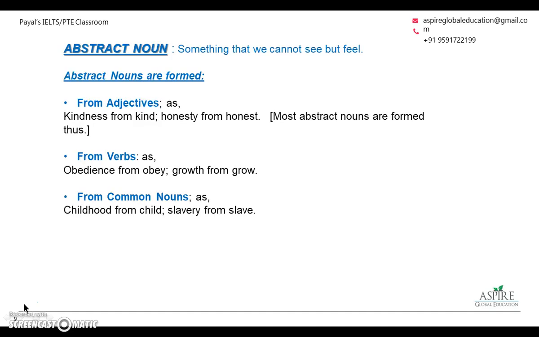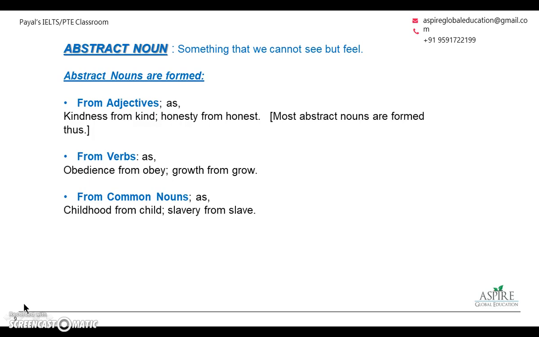The last type of noun that we're going to discuss is the abstract noun. This is something that we cannot see, but we can feel. For example, wisdom, beauty, intelligence. I cannot see intelligence. I cannot see beauty. And for one person, intelligence may mean something else. For another, it may be something else, because you cannot see. You can feel. So what one person feels could be different from what the other feels. It is based on opinion.